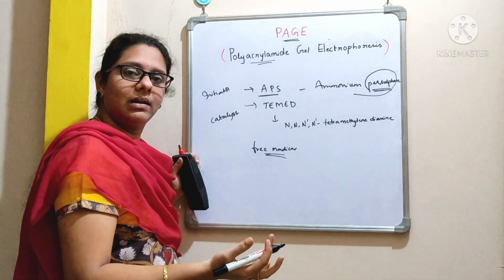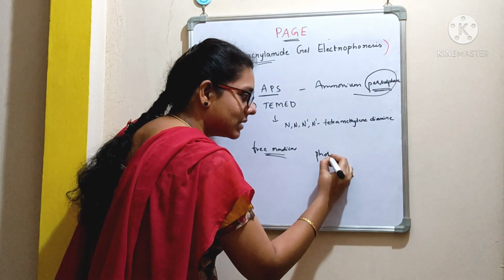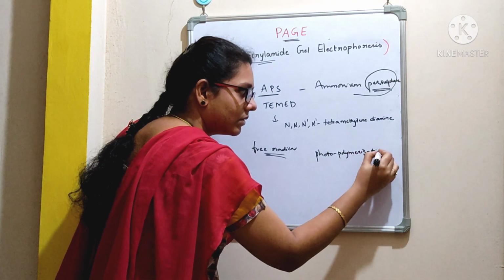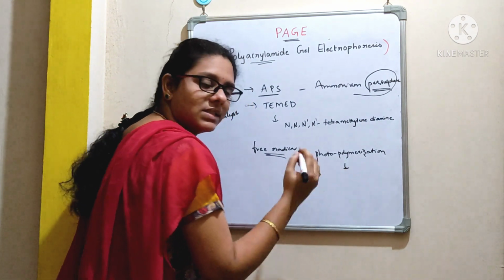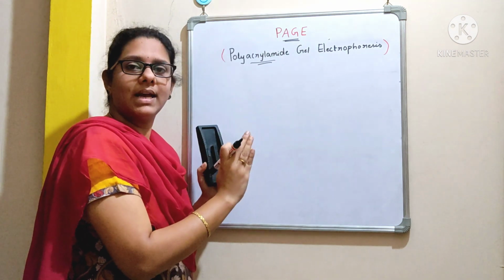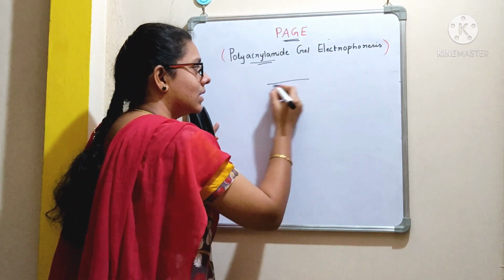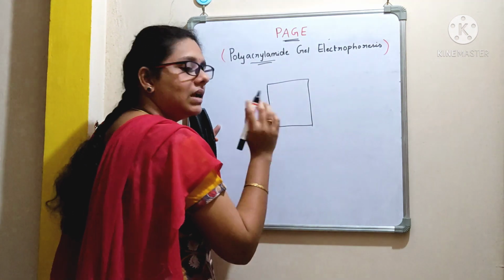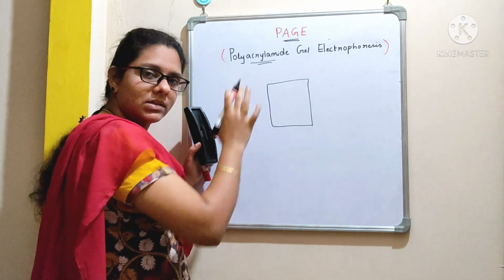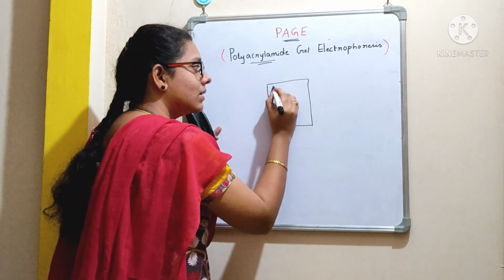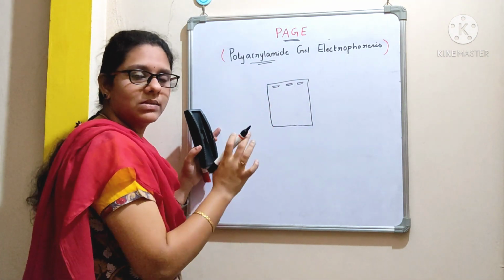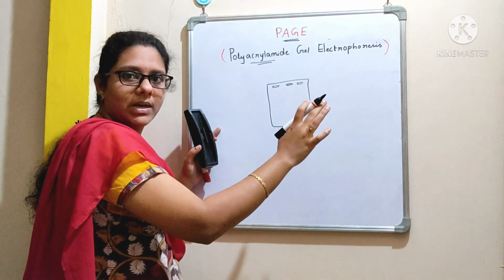There is another alternative method called photopolymerization. In this photopolymerization, instead of APS and TEMED, riboflavin is used. Now what exactly happens in this SDS PAGE is, see, this is the gel. I'll tell you how to cast a gel and how to carry out this procedure. Just for the time being, have an idea about this technique. See here, this is how we cast polyacrylamide gels. So you know how the polymerization of the gel takes place with the help of APS, TEMED and acrylamide solutions.